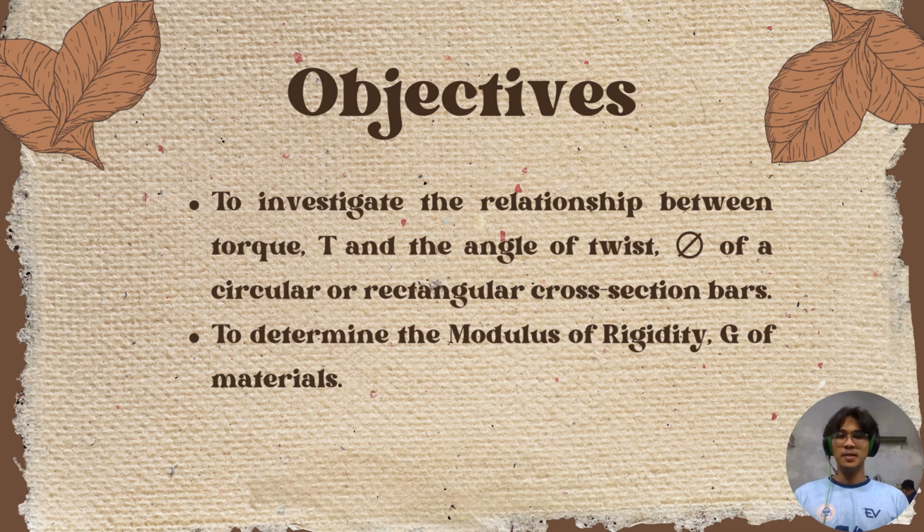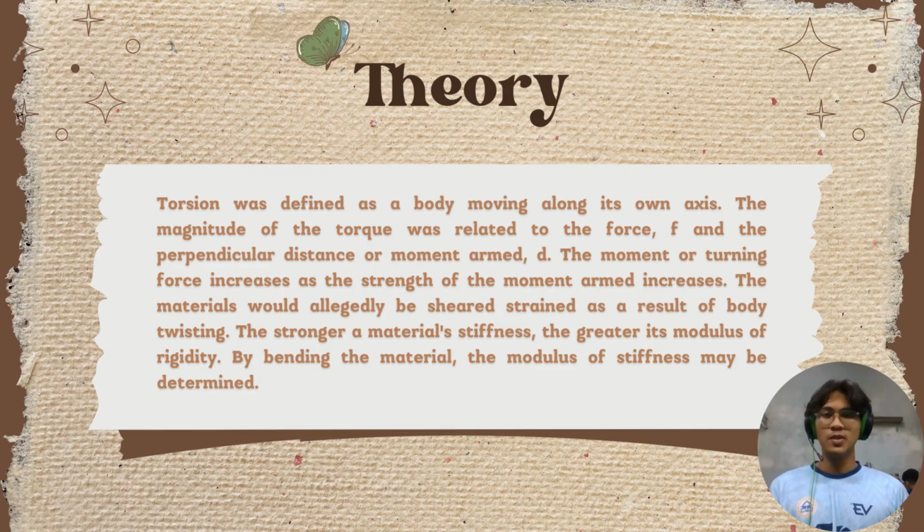Next, the objectives. First, to investigate the relationship between torque t and the angle of twist theta of circular or rectangular cross-section bars. Second, to determine the modulus of rigidity g of materials. Next, we will move on to theory.